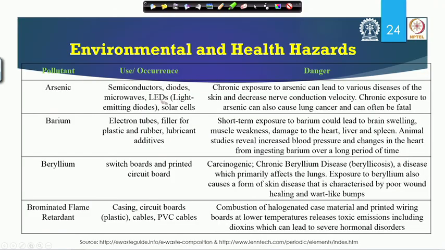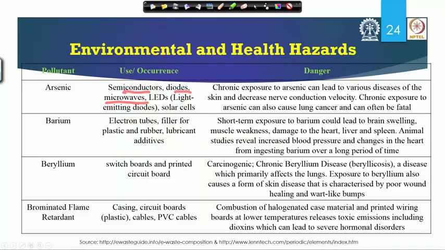metalloids. Arsenic is used in semiconductors. We use it in semiconductors, diodes, microwaves, LEDs and solar cells. The solar cell also uses arsenic. And we all know, I'm talking to you sitting in West Bengal, that West Bengal and Bangladesh have several areas with arsenic pollution issues. Even in Bihar we have arsenic pollution, Madhya Pradesh, Rajasthan.